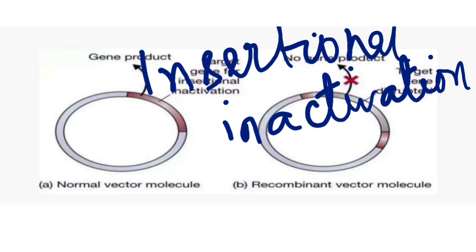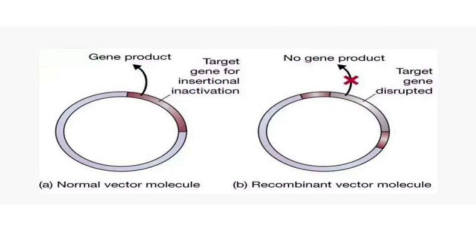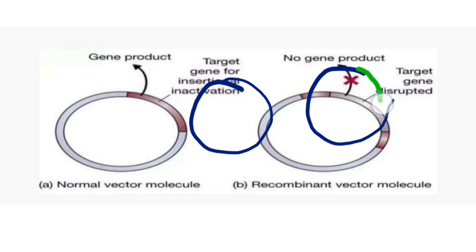So how does it work? It works by disrupting the function of a specific gene. Generally we insert our desired piece of DNA in the plasmid. Suppose it is a plasmid. Here we introduce our desired piece of DNA in the plasmid. So it disrupts the function of a specific gene, through insertion of that foreign DNA into its coding sequence. So it is basically a screening method to distinguish recombinant bacterial colonies and non-recombinant bacterial colonies.